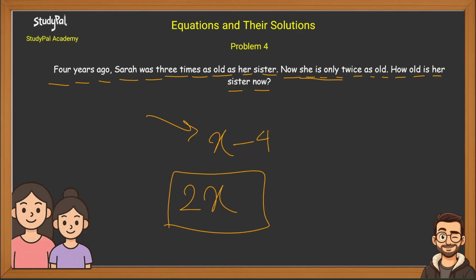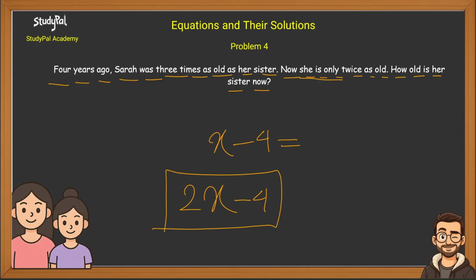And I'm pretty sure that you can tell me Sarah's age 4 years ago. It is 2x minus 4. Her age now, minus 4 years ago. Alright? Now I think everything becomes clear. Why? Because if I multiply this whole expression by 3, this expression is her sister's age, and you multiply it by 3, it should give you Sarah's age 4 years ago.